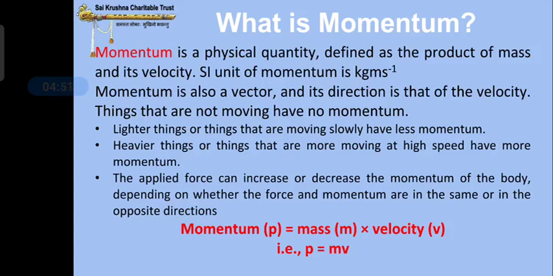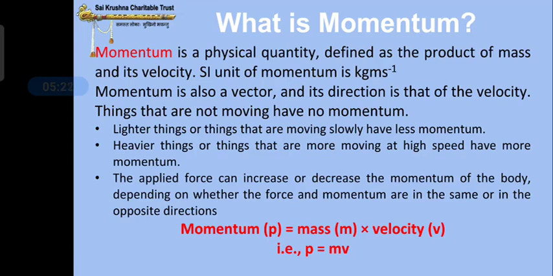Whenever the mass is less, which means for lighter things, the momentum is also less. Why? Both are directly related. If the mass is more, that is for heavier objects, the momentum is also more. And about the velocity, the applied force can increase or decrease the momentum of the body depending on whether the force and momentum are in the same or in opposite directions.